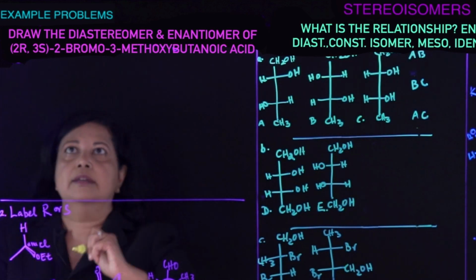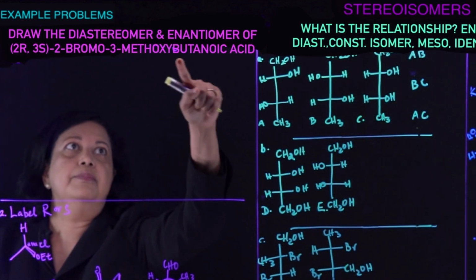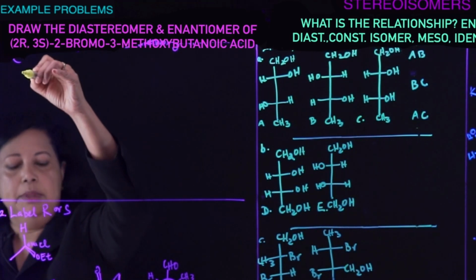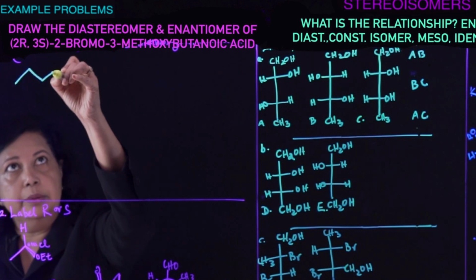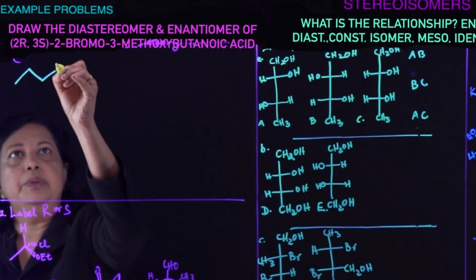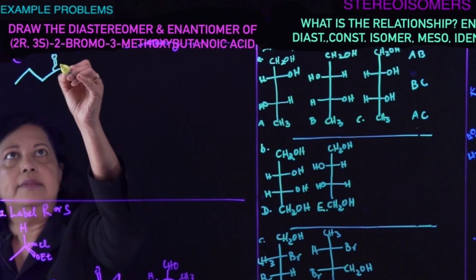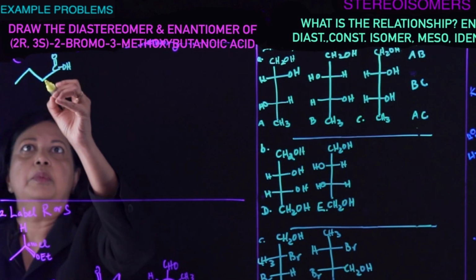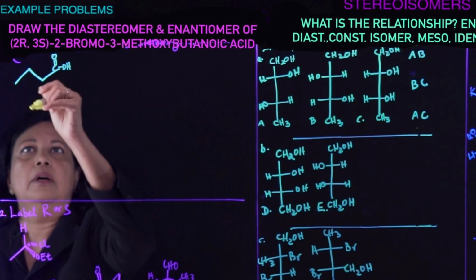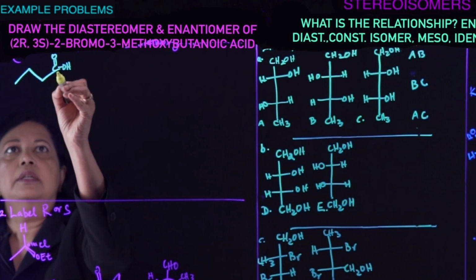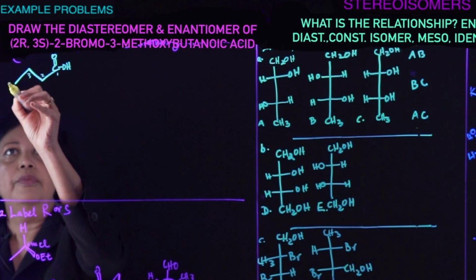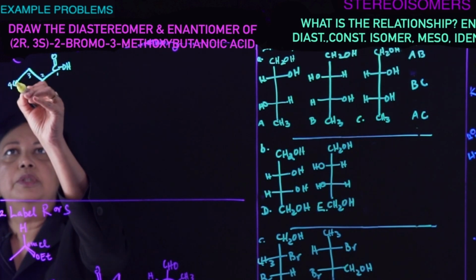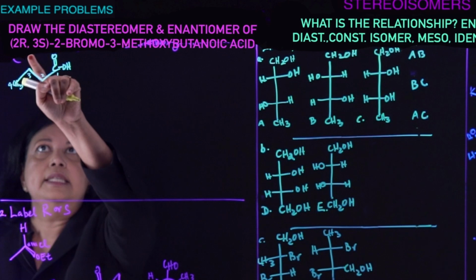So let's go do this problem. That means there are 4 carbons. Butanoic acid is just a butane with an oic acid, which is a carboxylic acid. Carbon 2 has a bromo, and we don't know where. Carbon 3 has a methoxy, and that's 1, 2, 3, 4. Our job is to find out where these are.